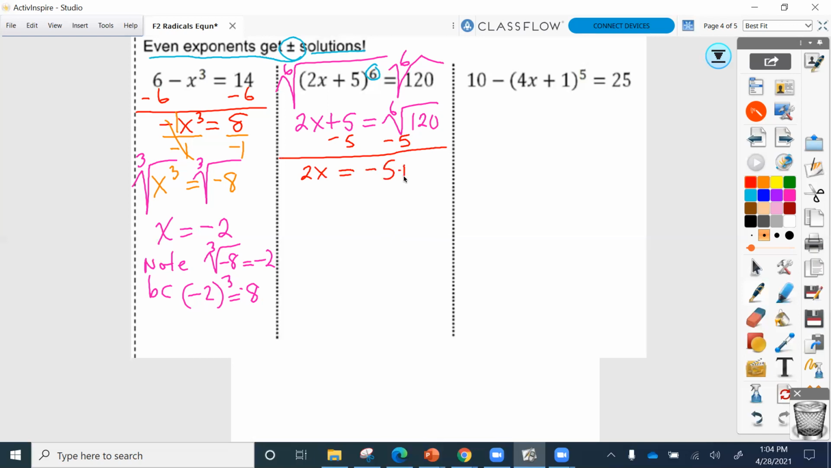Negative 5 plus or minus, right? Let's stick that plus or minus in there. The 6th root of 120. All right, now we still haven't isolated x yet. So what we're going to do is divide both sides by 2. So now we have x by itself.